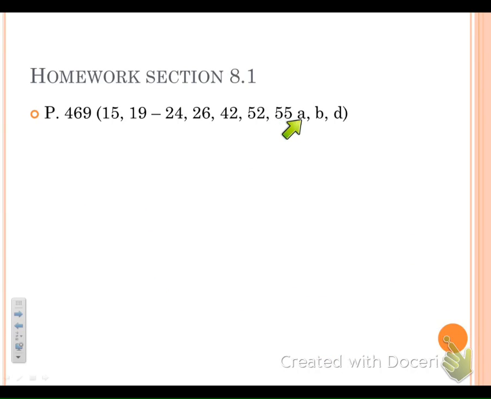Notice how the problems say 55 A, B, D. Don't do C.